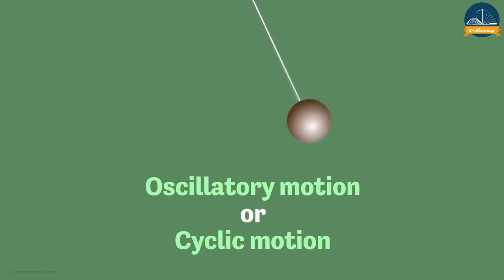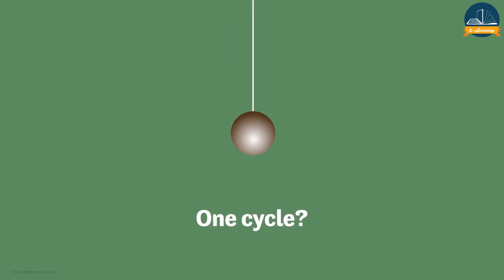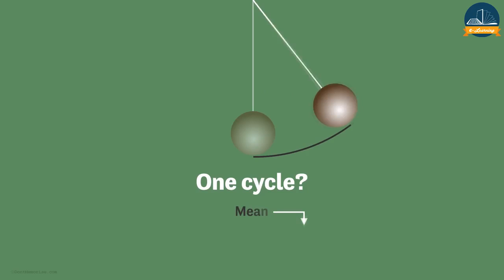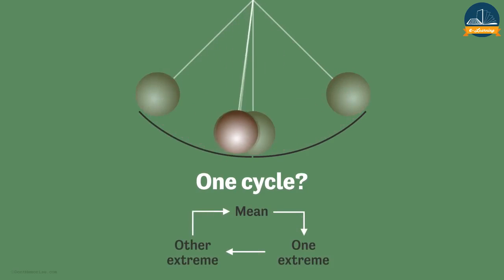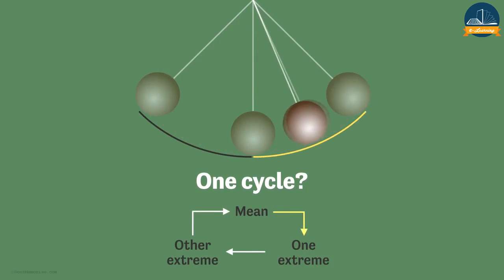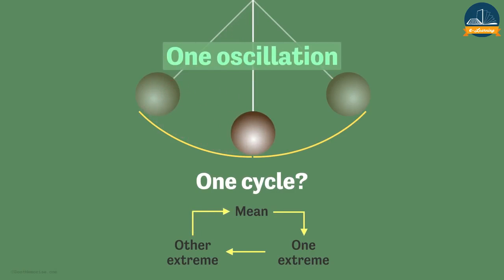So when does it complete one cycle or oscillation? We say that the bob has covered one cycle or one oscillation when it moves from the mean to one extreme point, then to the other extreme and back to the mean. Let me repeat. From the mean to the extreme to the opposite extreme and then back to the mean is one oscillation. However, under ideal conditions, the motion will simply repeat itself forever in equal intervals of time.